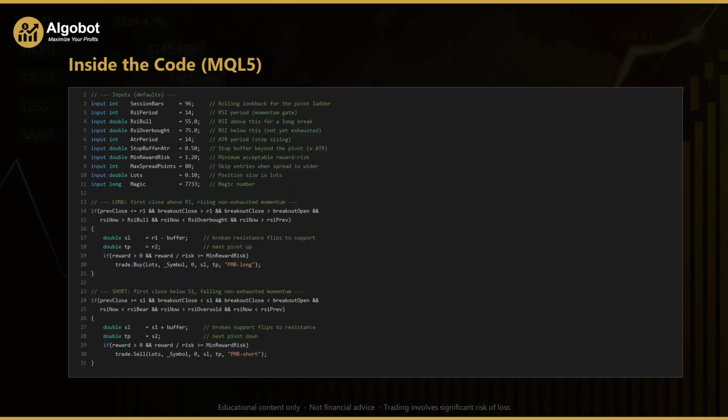The previous close was at or above S1. The breakout close is below S1, and the candle is bearish. RSI is below the bearish threshold, above the oversold guard, and lower than before, so momentum is falling but not exhausted. The stop sits just above S1. The target is the next pivot down at S2, and trade.sell submits the order once the reward to risk check is satisfied. Both sides share the same structural logic, simply flipped.